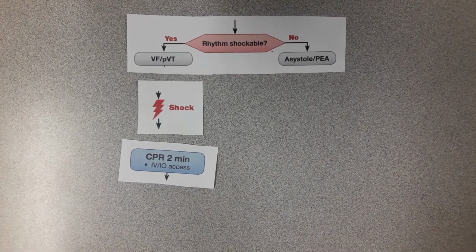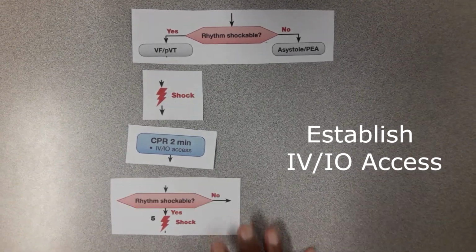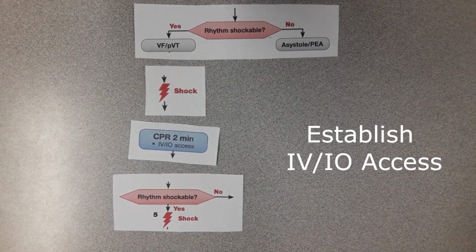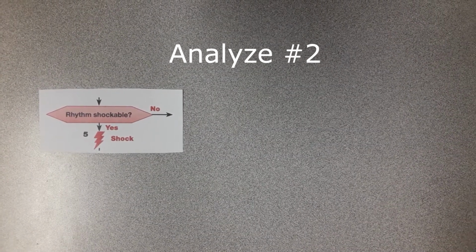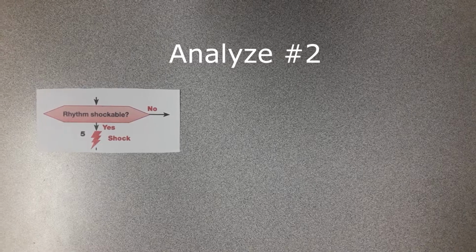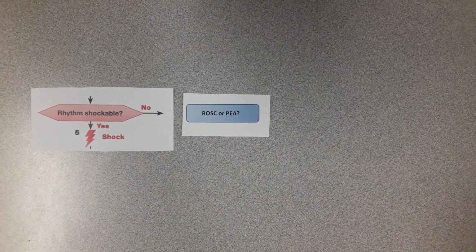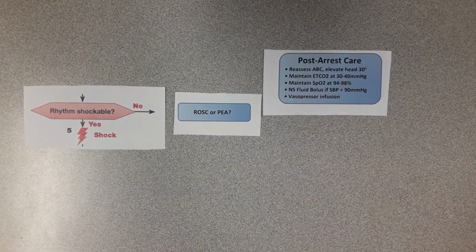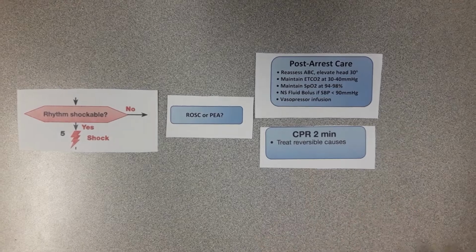At this point, you want to establish IV access, and once the 2 minutes are up, you want to do your second rhythm analysis. If it is a shockable rhythm, deliver the shock immediately. If it is a non-shockable rhythm, determine whether it's a ROSC or a PEA. If it is a ROSC, initiate post-arrest care. If it is a PEA, continue CPR for the next 2 minutes.